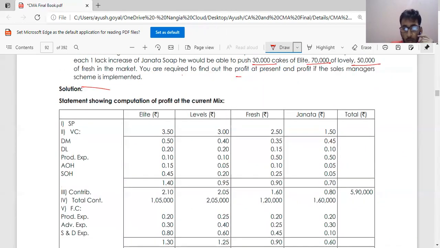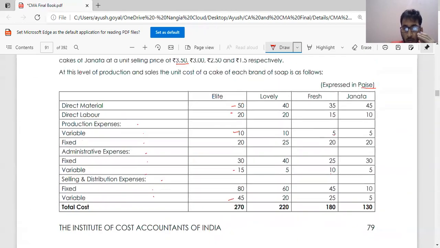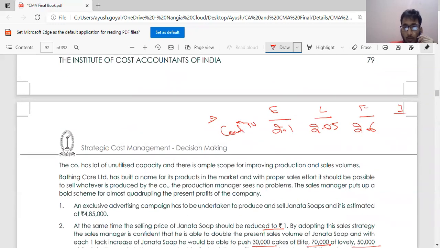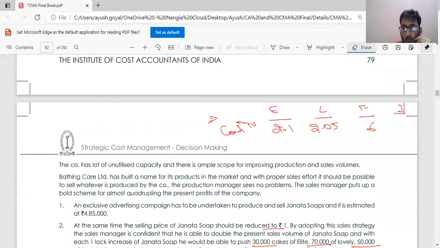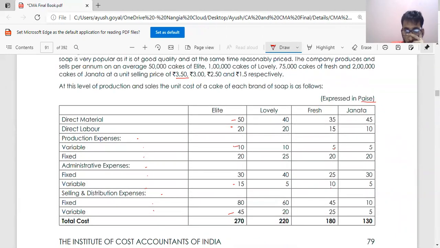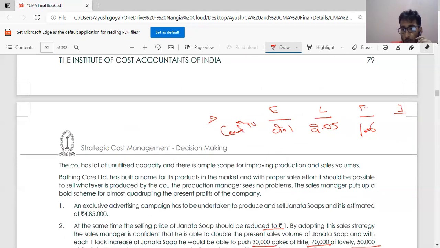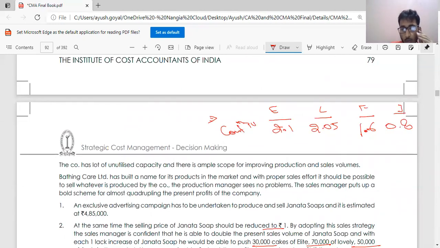I hope I'm doing it right. Sorry, 1.6. Why 1.6? Okay, 2.5 minus 0.9, so it is 1.6. And for Janta, the variable cost would be 70 paisa, or I can say 0.8 would be the contribution per unit.